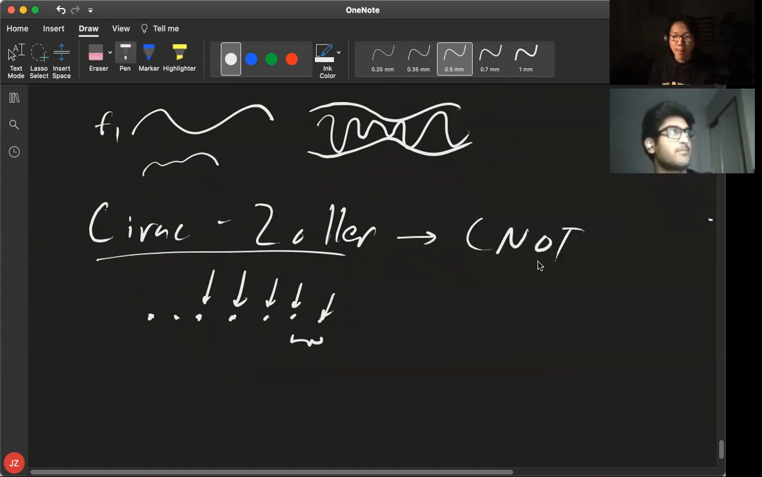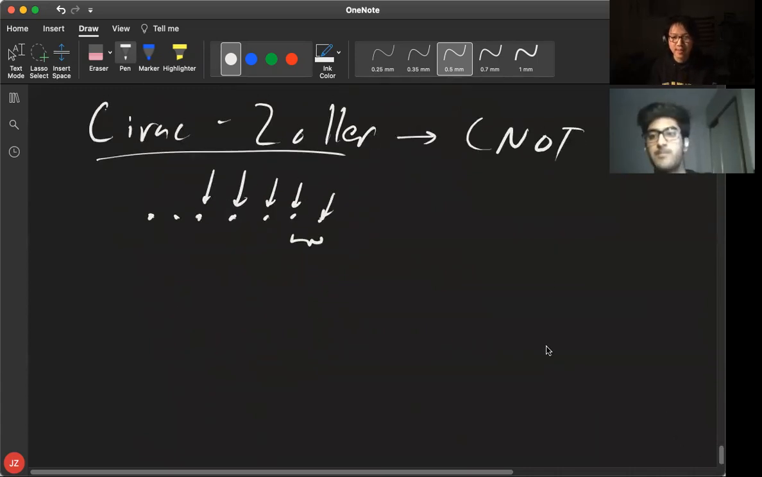There's also something called the Molmer-Sorensen gate, which I believe is a controlled phase gate. And there's also something called the Ising XX gate. That's also another implementation. But Cirac-Zoller was, in terms of explanation, the easiest one I could find.